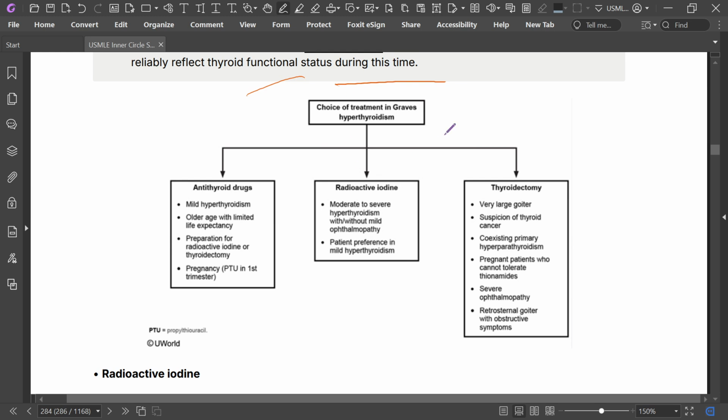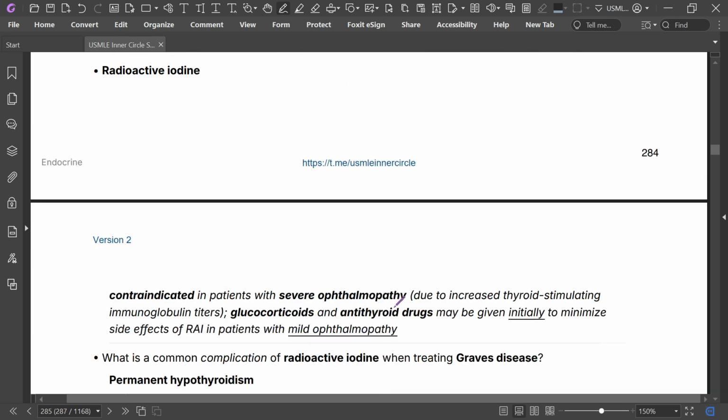So treatment options for Graves' hyperthyroidism: antithyroid drugs for mild disease, older age, preparation for radioiodine or thyroidectomy, and pregnancy. PTU in the first trimester, then you can add methimazole. Radioiodine for moderate to severe disease with or without ophthalmopathy. Thyroidectomy for patient preference, mild hyperthyroidism with very large goiter, suspicion of thyroid cancer, coexisting primary hyperparathyroidism, pregnancy, those who cannot tolerate thionamides, severe ophthalmopathy, and retrosternal goiter with obstructive symptoms.